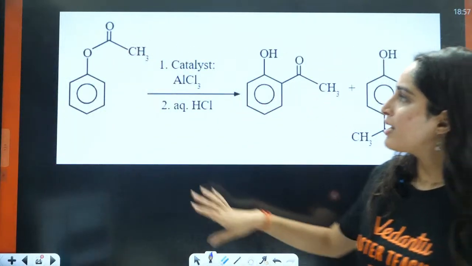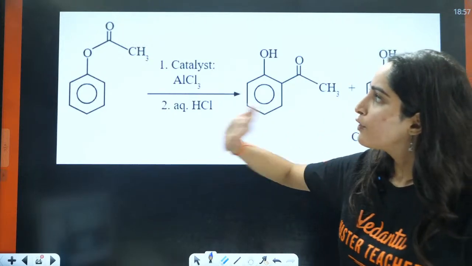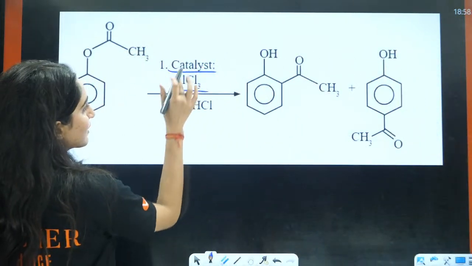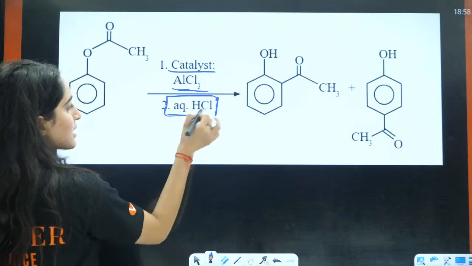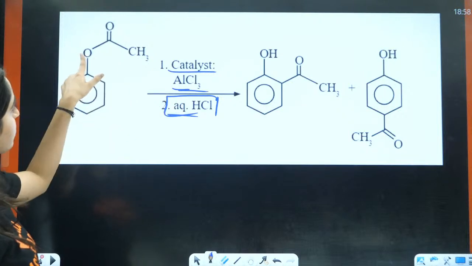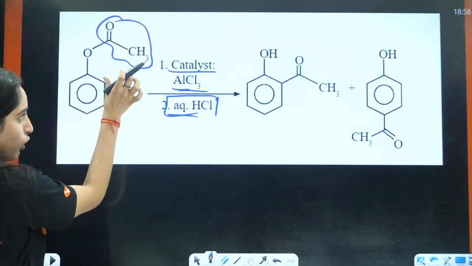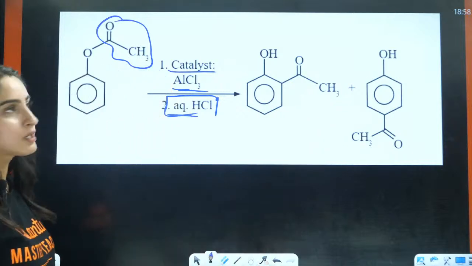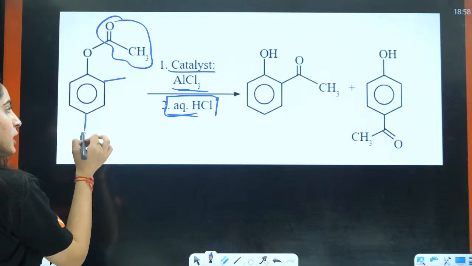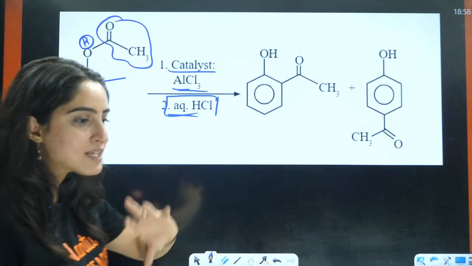In this, you will have your benzophenol, not benzophenol, acetophenol, right? You will have acetophenol. So now what will happen? To this, you are reacting with catalyst AlCl3 and aqueous HCl, right? So what will happen? This CO, this particular group, is going to attach to the ortho and the para position, and one H will be added here. That is basically called Fries rearrangement.